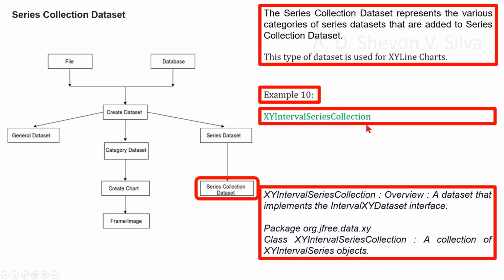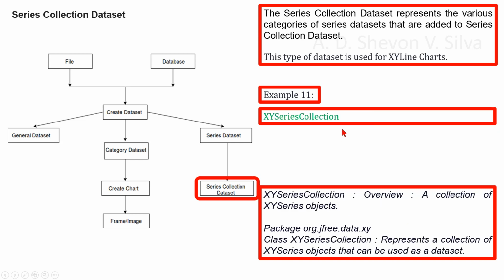XYIntervalSeriesCollection overview, a dataset that implements the XYIntervalDataset interface. Class XYIntervalSeriesCollection in package org.jfree.data.xy, a collection of XYIntervalSeries objects. This class was first introduced in JFreeChart version 1.0.3. Overview in XYSeriesCollection, a collection of XYSeries objects. Class XYSeriesCollection in package org.jfree.data.xy represents a collection of XYSeries objects that can be used as a dataset. This class implements both XYDataset and IntervalXYDataset interfaces, so it can be used as a dataset for a wide range of charts.